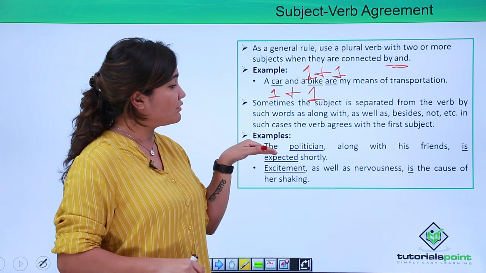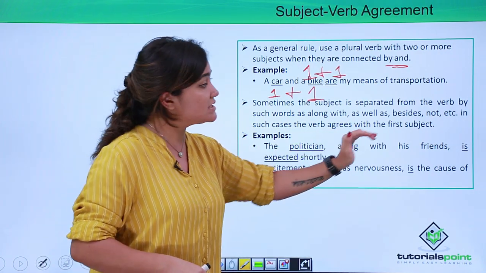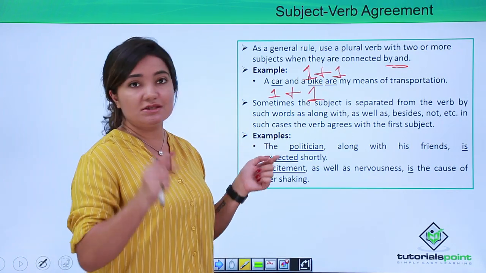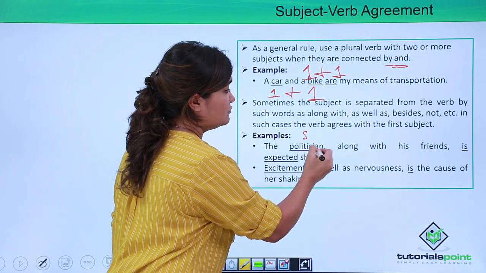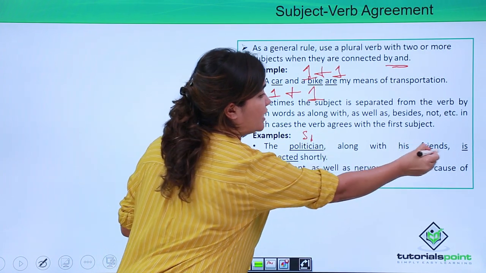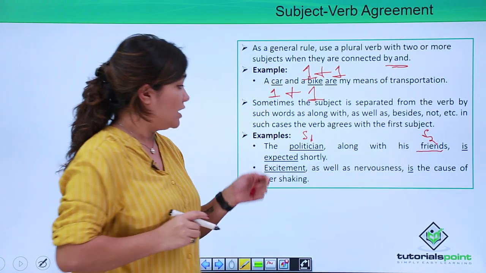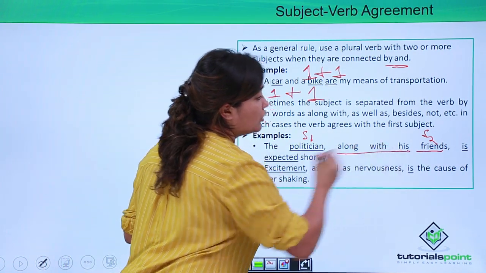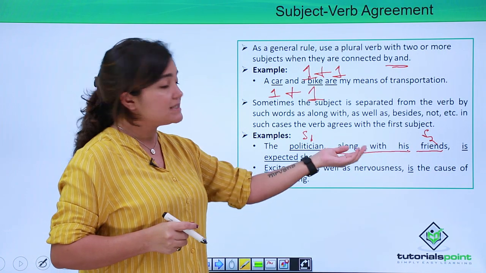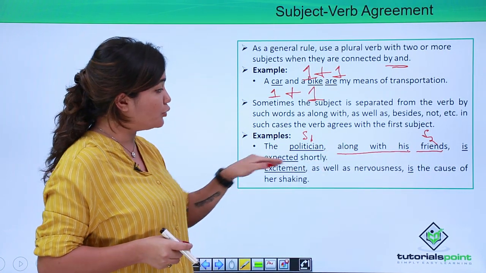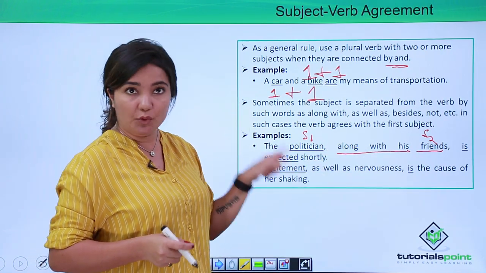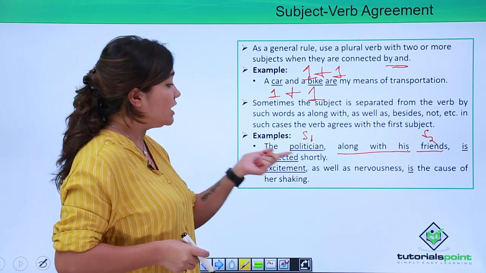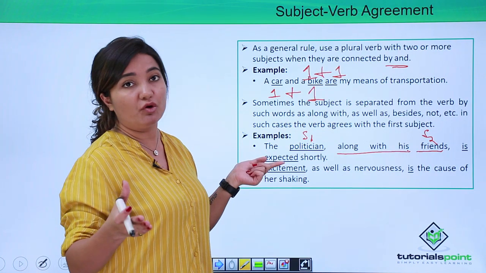So here, the politician along with his friends is expected shortly. Politician is the first subject, right? And friends is the second subject. So now what does the rule say? They are connected with along with, right? So now, because it is connected with along with, the verb is going to agree with subject 1, which is a singular subject. And because it is a singular subject, it is going to be followed by a singular verb.